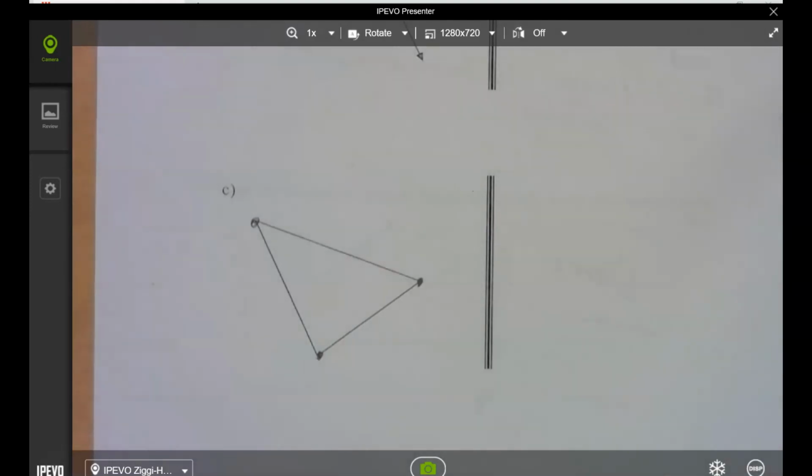Please hand in your protractors on the way out. Do you want to keep it?